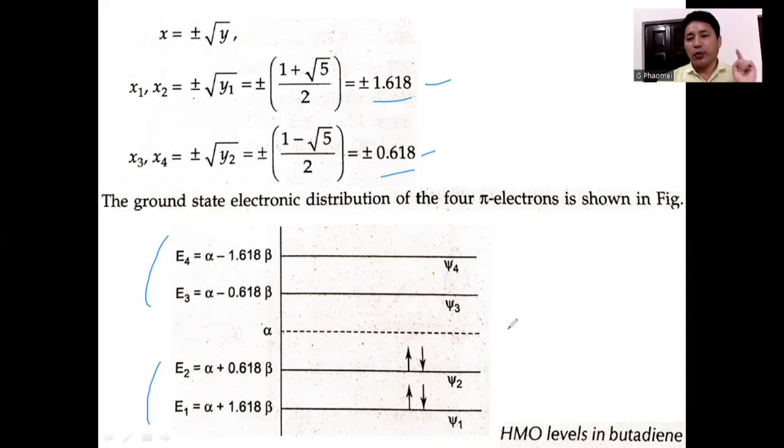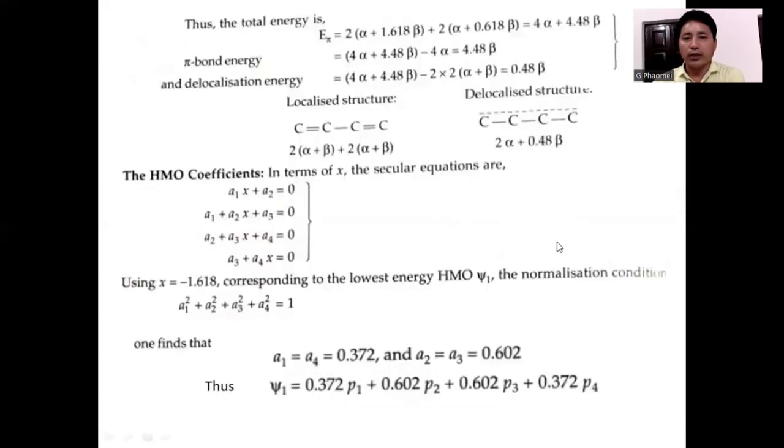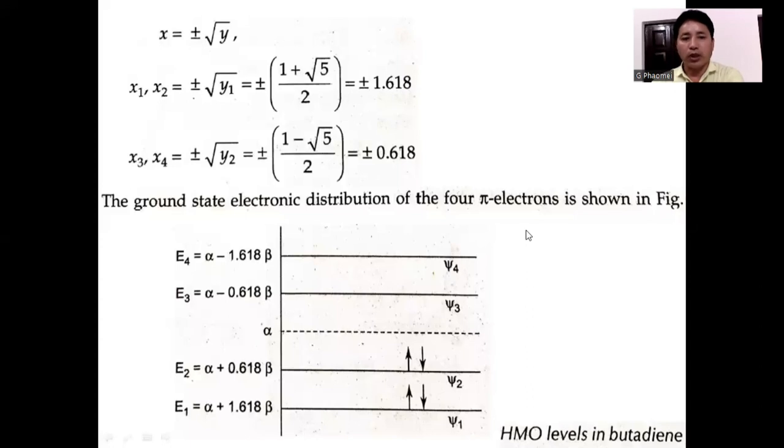So here we have 4 pi electrons. Therefore, you start filling from the below, 1, 2, and the next one 2, and it is done. That means E2 and E3 do not have electrons. So if you see this, now you can write the wave functions if you know the coefficients.